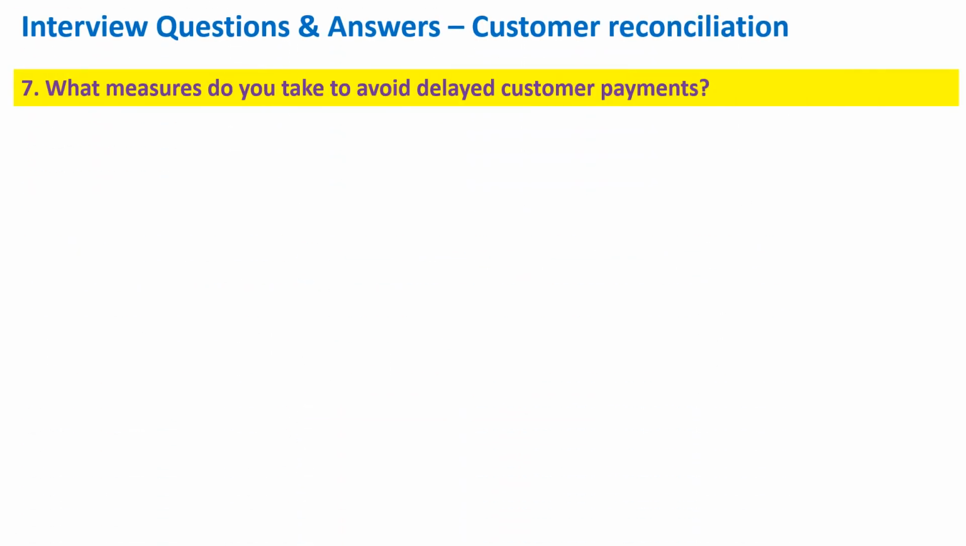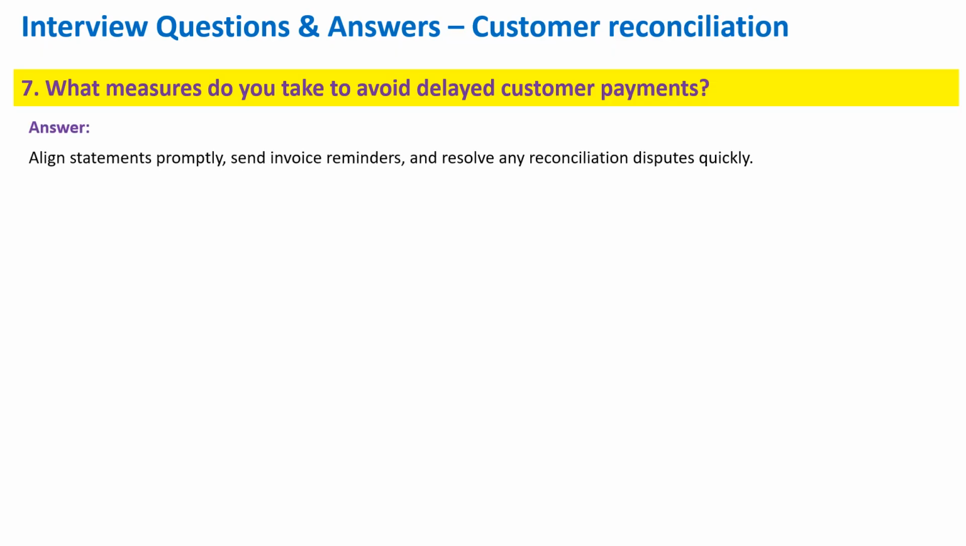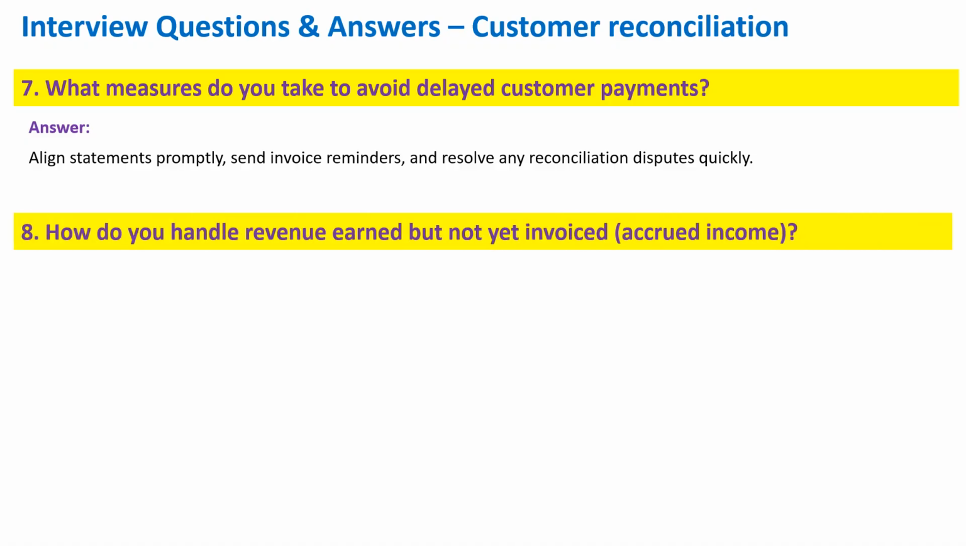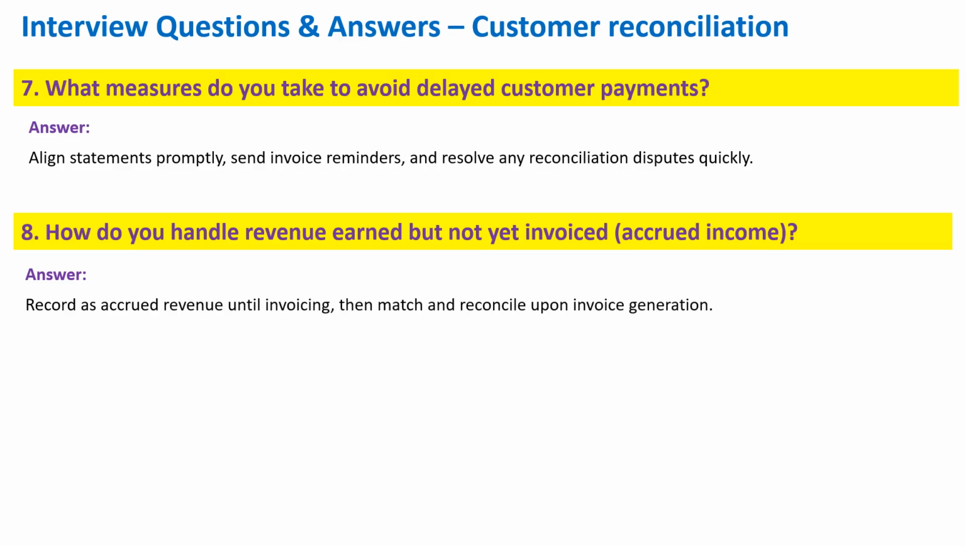Question number 7. What measures do you take to avoid delayed customer payments? Align statements promptly, send invoice reminders, and resolve any reconciliation disputes quickly. Question number 8. How do you handle revenue earned but not yet invoiced? Accrued income. Record as accrued revenue until invoicing, then match and reconcile upon invoice generation. So mostly you have to follow IFRS 15.